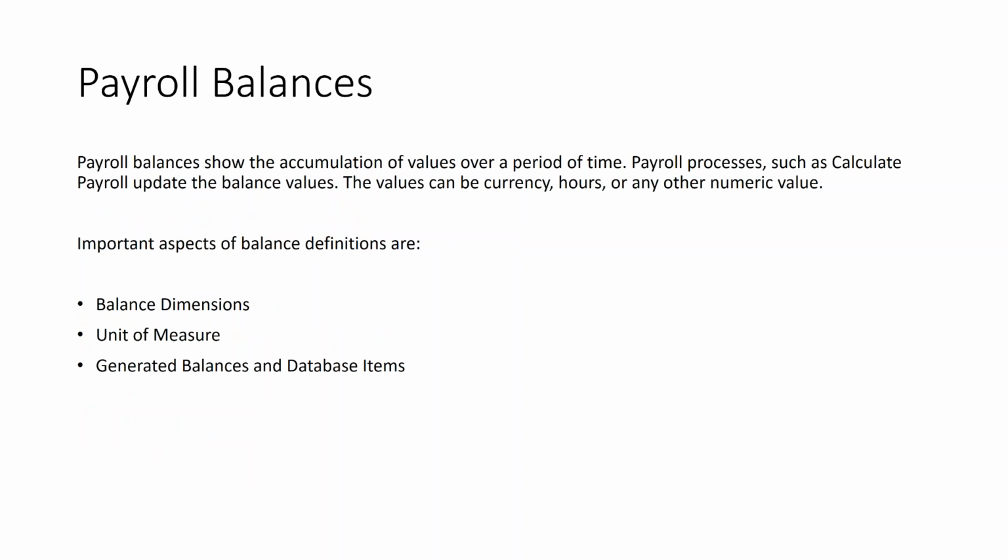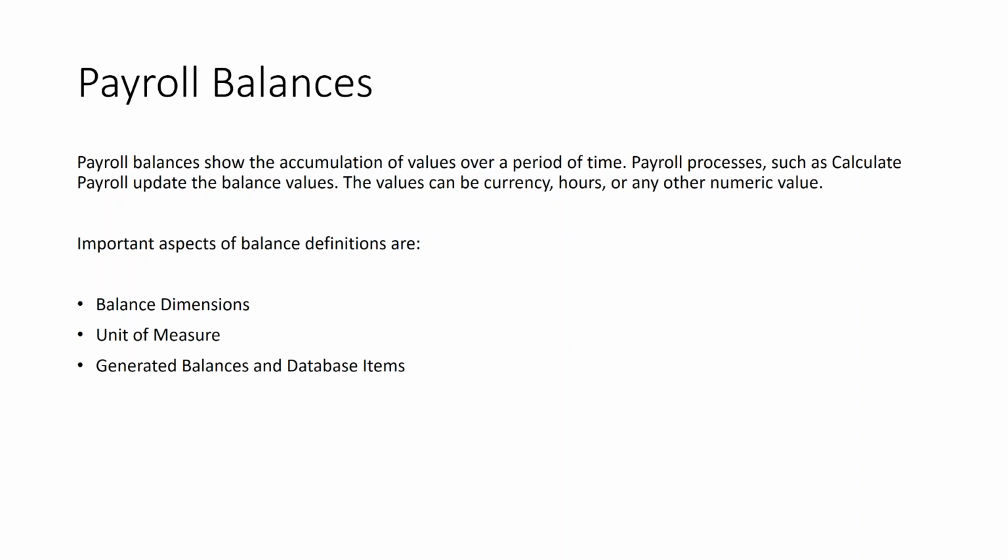Now after the fast formulas, we will talk about payroll balances. You saw that as a part of the payroll run, the payroll balances get updated. Now payroll balances are nothing but the holding of the payroll run result values in the payroll element. If you see the definition, payroll balances show the accumulation of values over a period of time. So if we ask what is the year to date figure or the period to date figure of a particular element, then we need to refer to the balances.